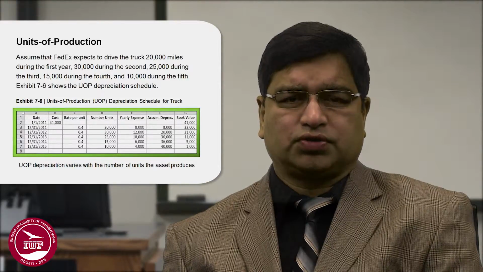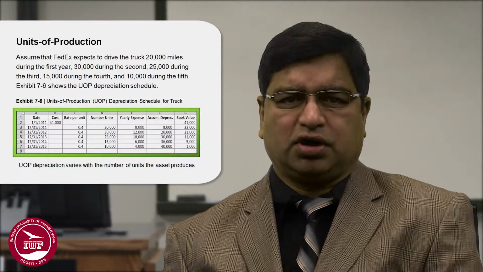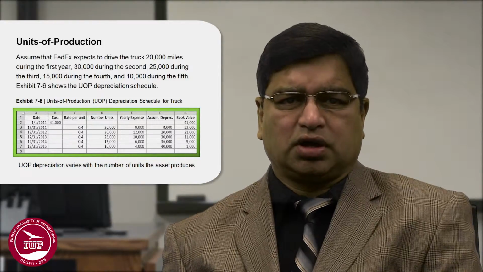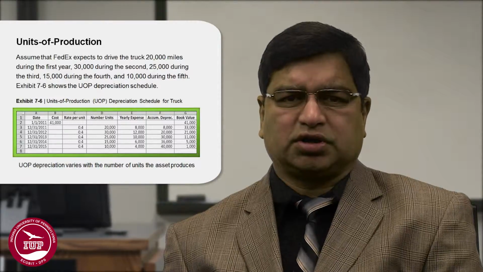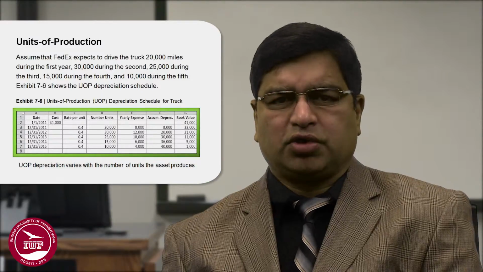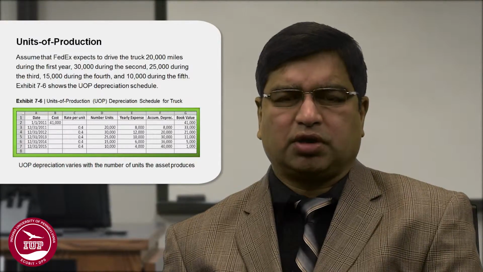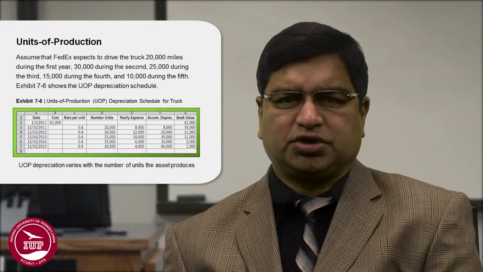Rate per unit is 40 cents. So the depreciation is $8,000 in year one. Similarly, if you use 30,000 units in year two, your depreciation is 30,000 times 40 cents, giving you 12,000. Please note the accumulated depreciation increases every year as the asset is depreciated.